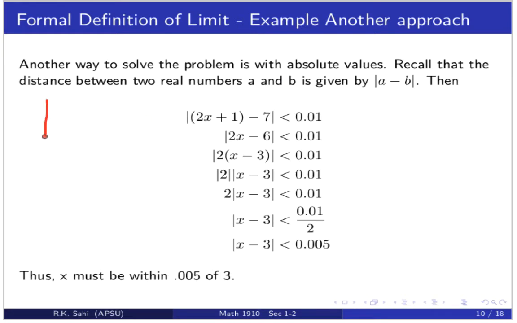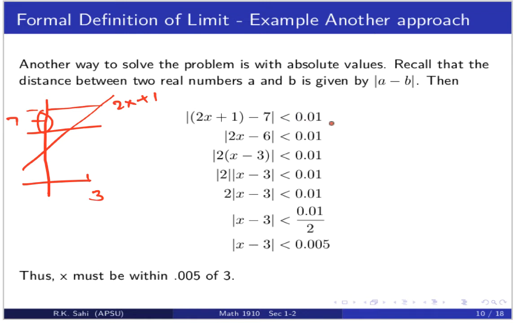So remember, we have this function 2x plus 1, and at 3 we're looking at this distance. What is this distance? Below and above, this point is 2x plus 1 minus 7, and the absolute value is less than 0.01. And then again, we're just going to solve for x.